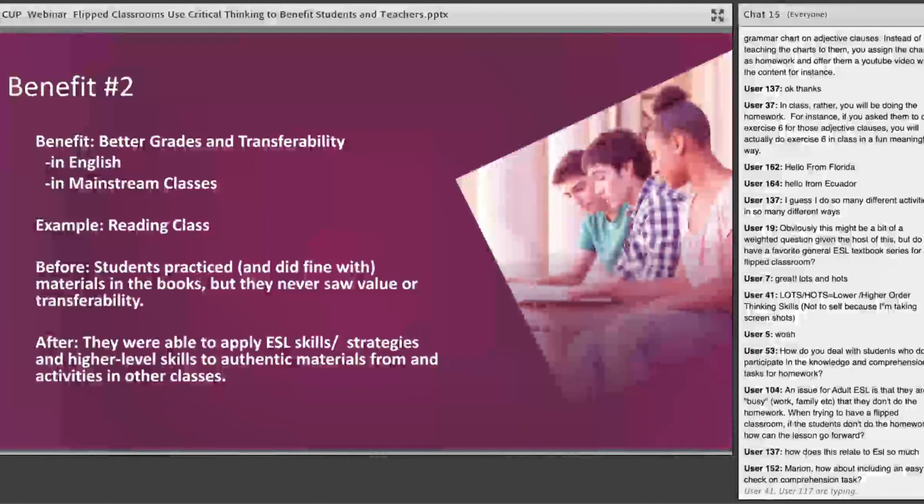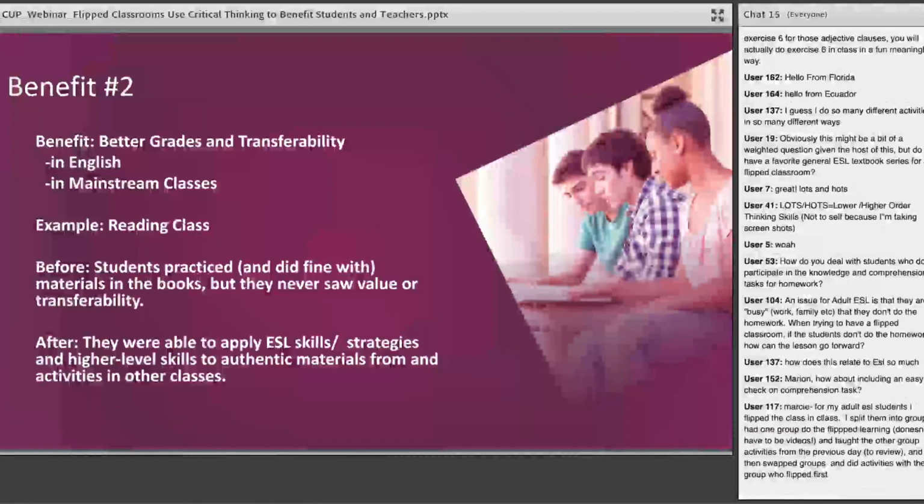So for example, in my reading class, I would teach skimming and scanning. And students would do a great job. They would skim or scan whatever I asked them to skim or scan. But I don't think they ever saw that as transferable to using that on materials outside of the English classroom, or being able to use skimming and scanning to work in the professional workplace.